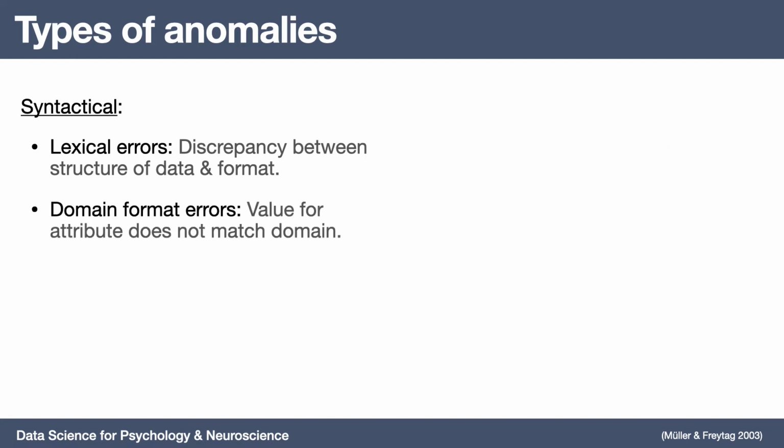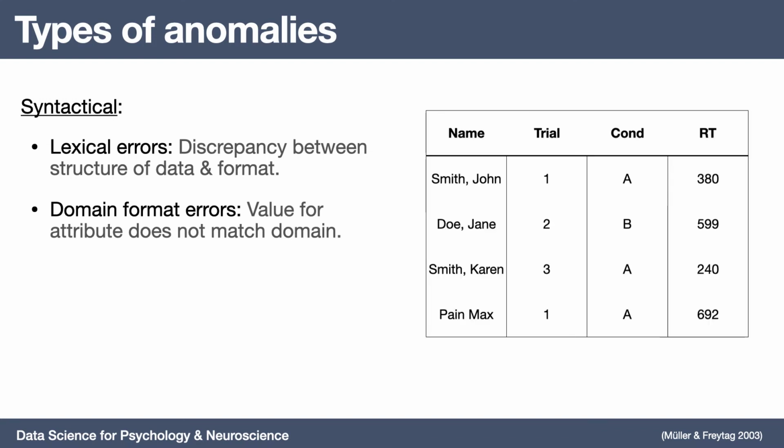Next, there are domain format errors. These are errors in the value for an attribute not matching the domain. What do I mean by that? Well, take a look at this data table on the right and look at the column for the name of the participant. First you have Smith, John, then you have Doe, Jane, then you have Smith, Karen, and then you have Payne, Max. So here, there's a missing comma that defines the last comma first name format structure that had been used in that variable before. So that one entry violates the domain attribute of the last comma first name that was used for that variable.